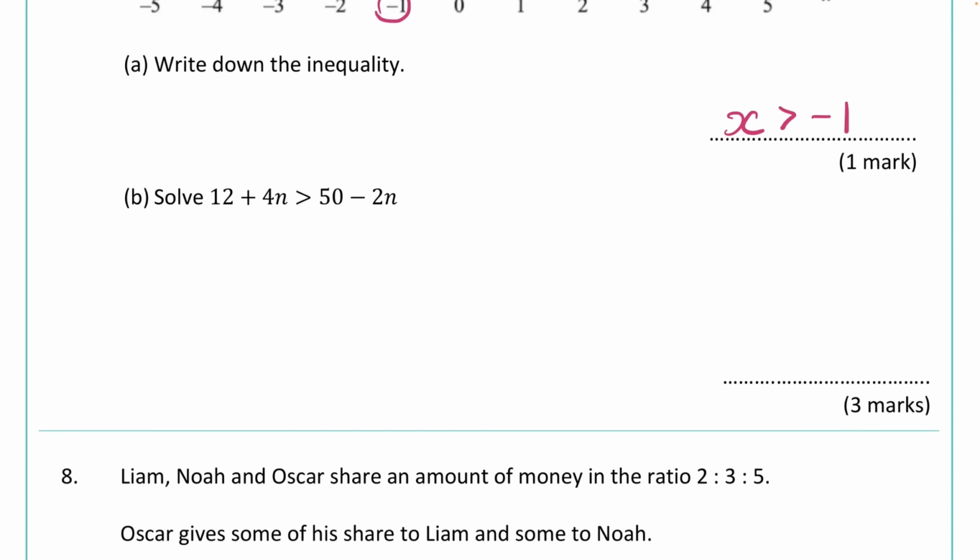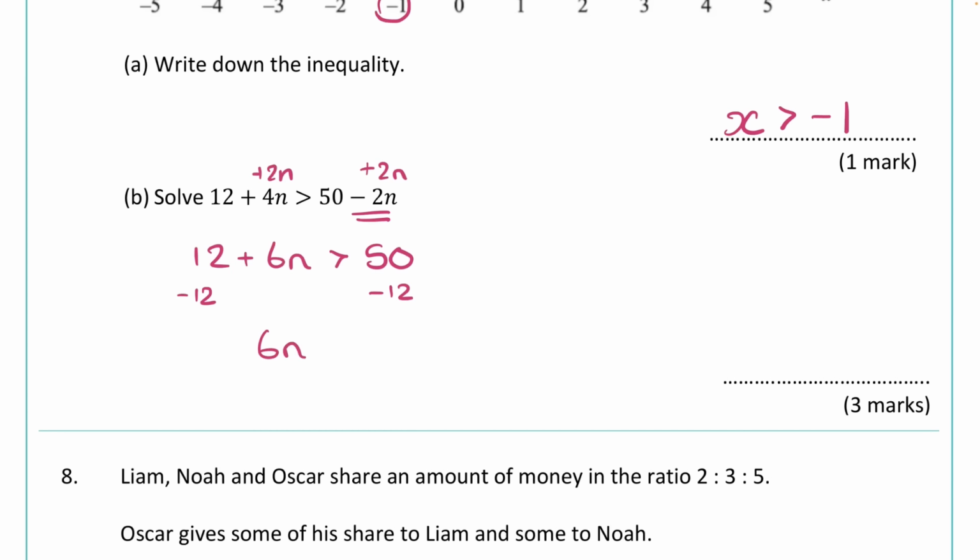For part B, we have to solve an inequality. There are unknowns on both sides, and the unknown on this right-hand side here is negative, therefore making it the smaller unknown, which I always tend to get rid of first. So to get rid of a negative unknown, we're going to add 2n to both sides. That means we're going to have 12 plus 6n is greater than 50. From there, we can take away the 12 so that the unknowns are only on one side.